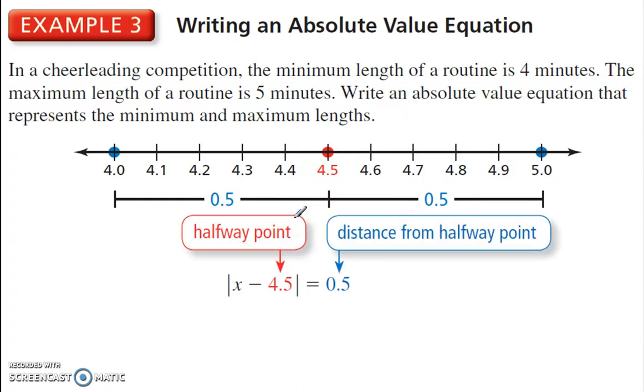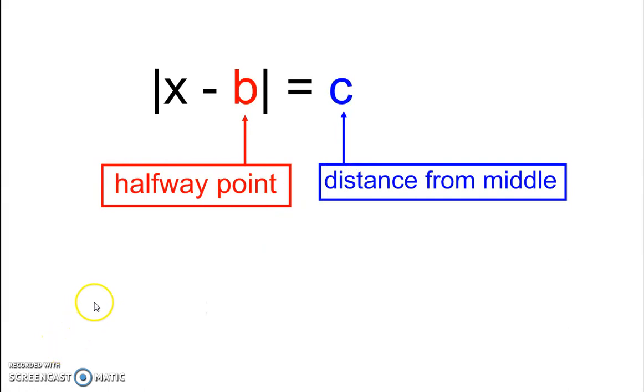So for your notes here, the halfway point is this. Whatever we're subtracting, very important, it's not adding, it's what we're subtracting from x, and then the distance from that halfway point is what it equals. The absolute value is the distance from that halfway point. You can write it down like this, distance from the halfway point.